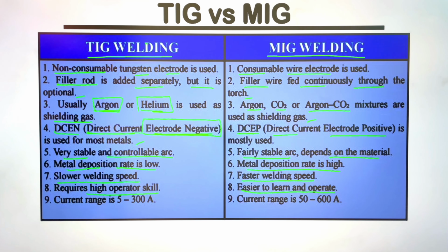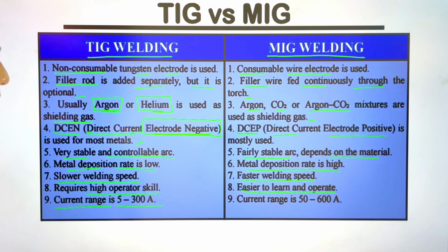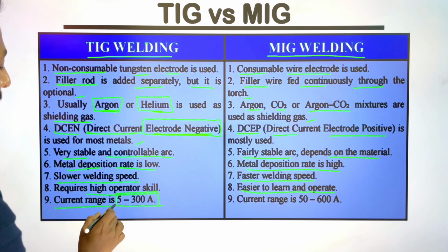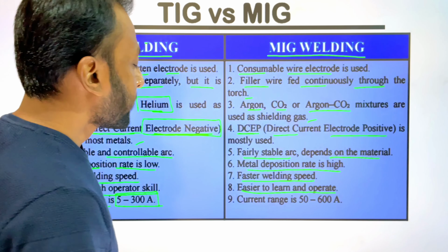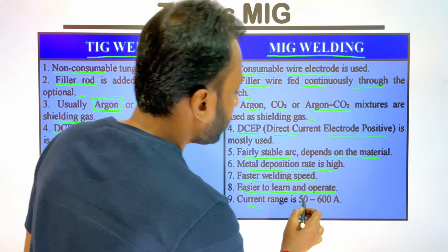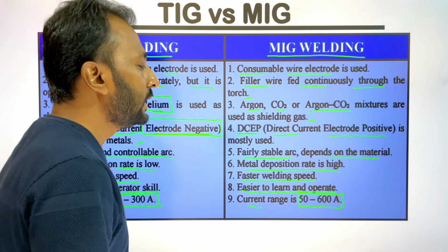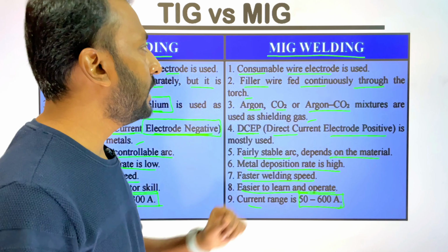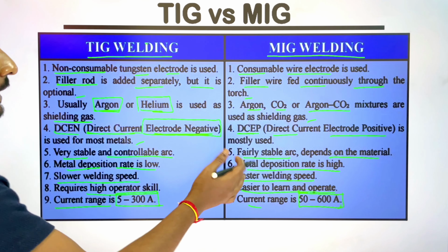Next and the last is the current range. In TIG welding, we generally use a current between 5 to 300 ampere. This is most important. The current is between 5 ampere and 300 ampere. But in MIG welding, the current range is high. It is between 50 ampere and 600 ampere. This is the main difference in current. The current is very high in MIG welding, but in TIG welding the current is less than in MIG welding.